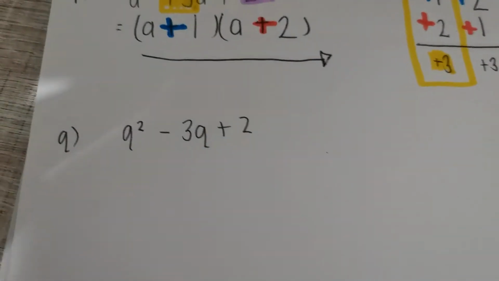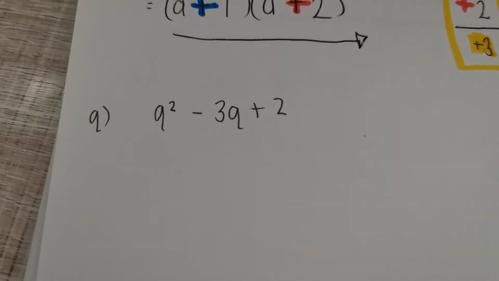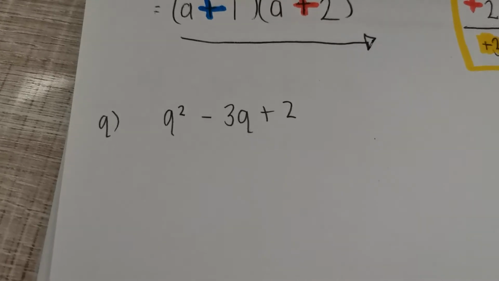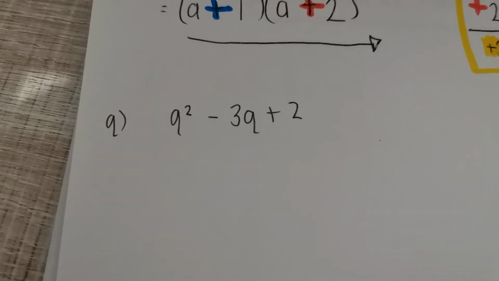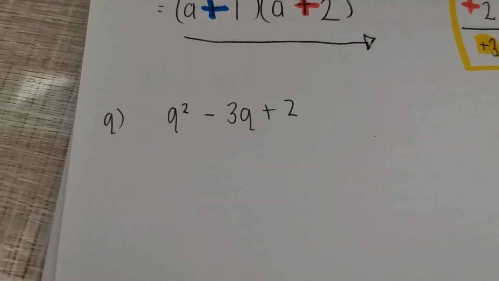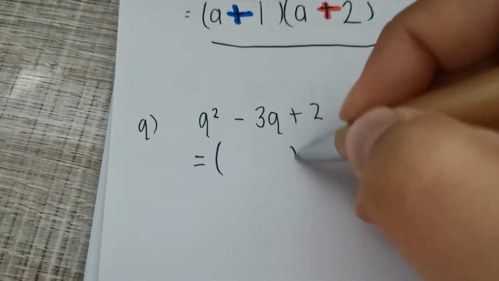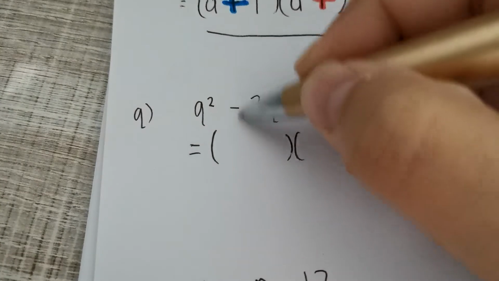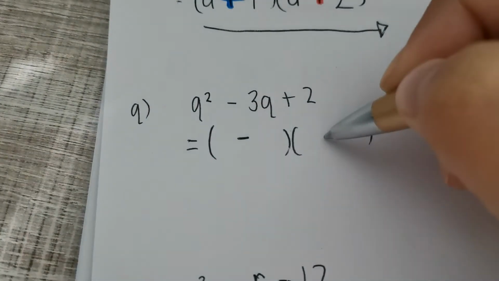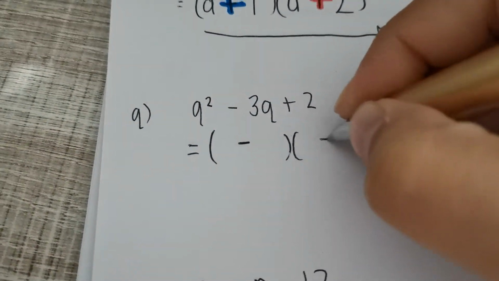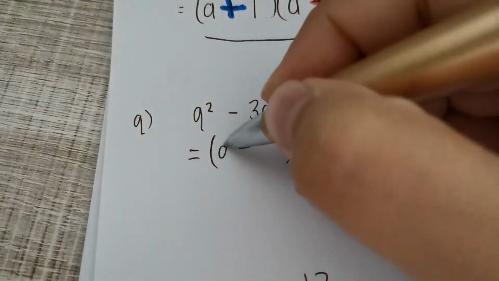Done. Okay, I want you to pause the video. Try this one on your own. See how you do. Okay, so pause it. Okay, now we're going to try it together. Bring down the negative. Negative times what gives you positive? Answer is negative. Q goes there.